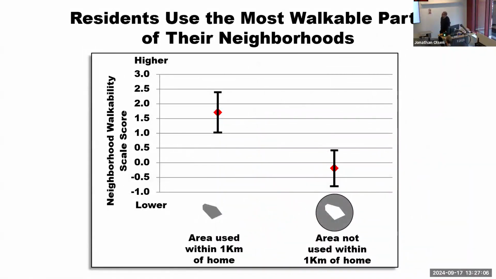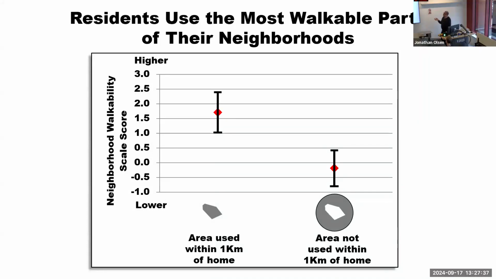So one of the things we did was we measured the neighborhood walkability in the area that people actually used versus the area within 1 kilometer of their home that they never used, okay? And what you see here is that the walkability of the area that people use is significantly higher than the walkability of the area that they don't use. So people are preferentially, in our data set, utilizing the space that scores high for walkability, or preferentially not using the space that scores low for walkability.